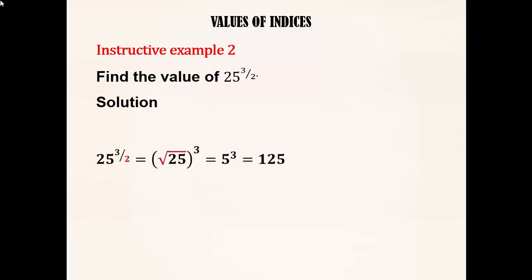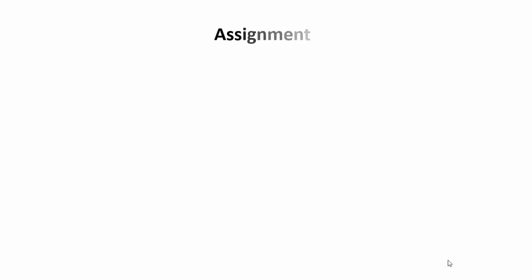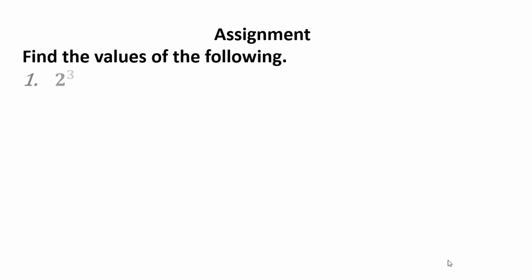Instructive example 2. Find the value of 25 to the power 3 over 2. Solution. 25 to the power 3 over 2 simply means we take the square root of 25 according to the denominator of the power, which is 2, which stands for square root, and then the numerator, which is the number 3, would mean the power. So thus it becomes the square root of 25 all to the power 3. The square root of 25 is 5. Now raising it to the power 3, we are going to come up with the answer 125. I hope that was quite clear.